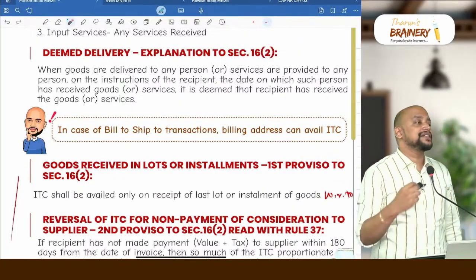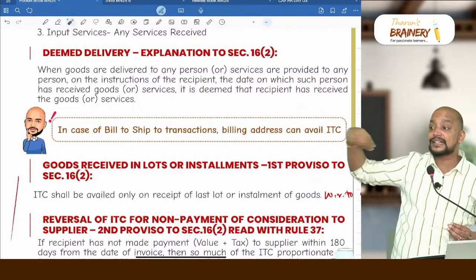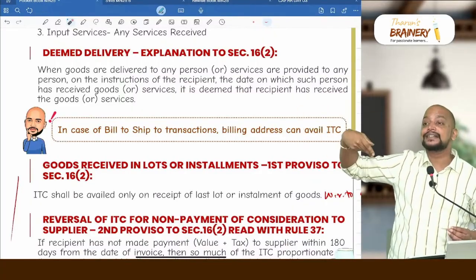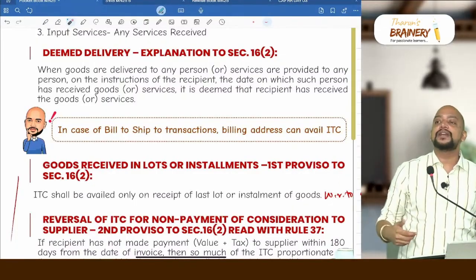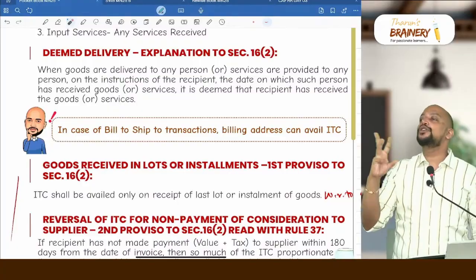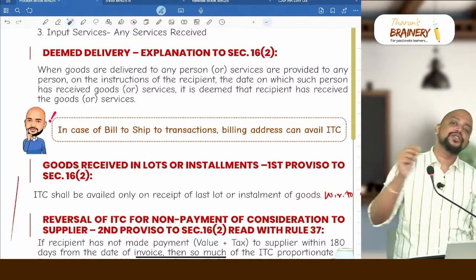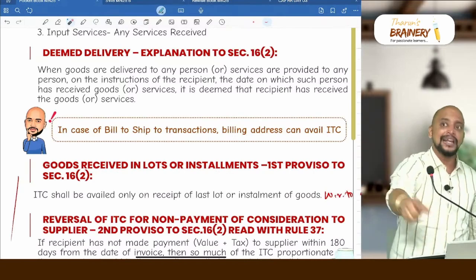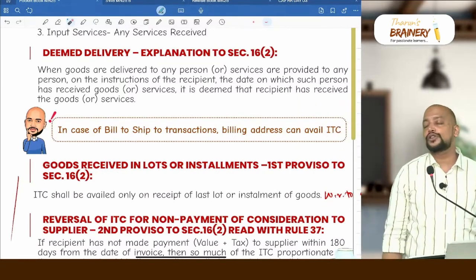For that reason they have created this deeming fiction, which means that the date on which the shipping address has received the goods or services, it is deemed that the billing address also has received the goods or services. Consequently, the billing address can take ITC. So in bill to ship to transactions, who will take ITC? Billing address will take ITC. Even though they have not received the goods, it is deemed that they have received the goods on the date on which the shipping address has received.